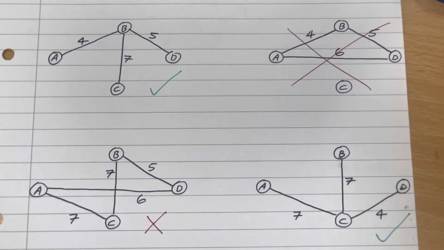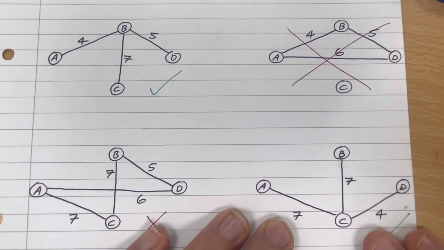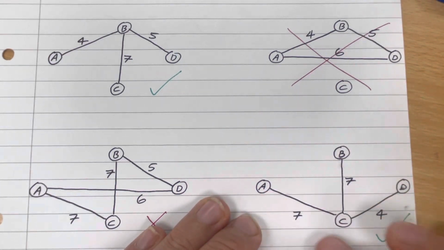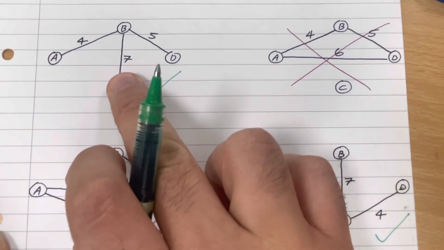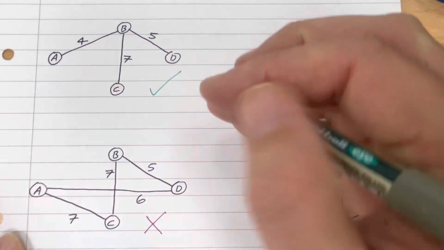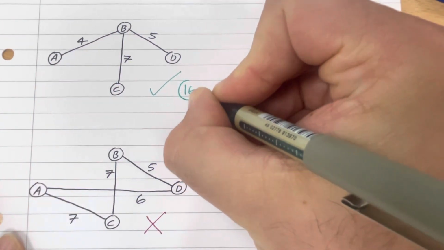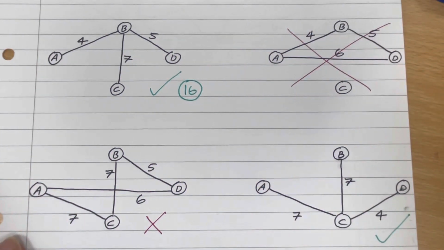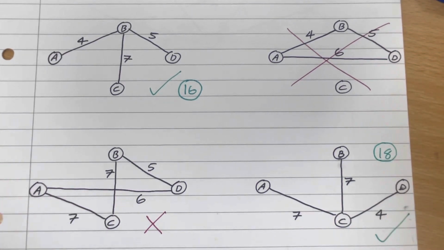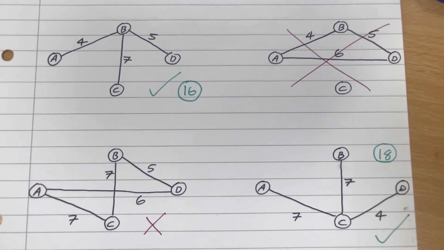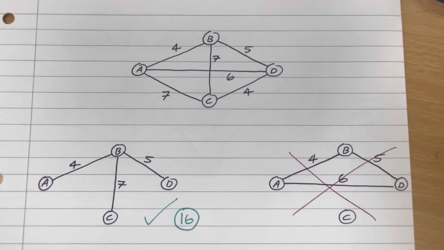Now the minimum spanning tree, or a minimum spanning tree in some cases, is the spanning tree which has the minimum total weighting of the arcs that are chosen. So for example, this one here has a total weighting of 16. So we say that that spanning tree has a weight of 16. This spanning tree has a weight of 18. 7 plus 4 is 18. Neither of those are the minimum spanning tree for this network.